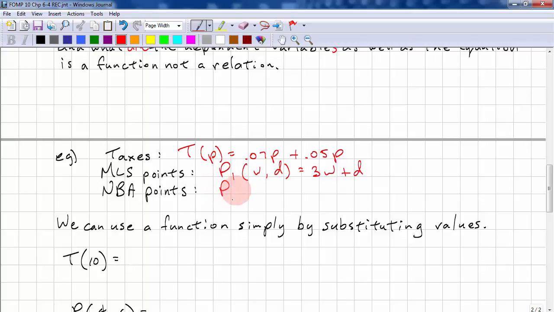Okay, now we're going to do points in NBA, so that's why we're calling it P2. We have field goals. We have 3-pointers. And I know in NBA we put 3PT. However, we don't want to confuse the 3 as a constant. So we just keep it all as letters. And then free throws. So we have 2 points for a field goal. We have 3 points for a 3-pointer. And we have 1 point for a free throw.